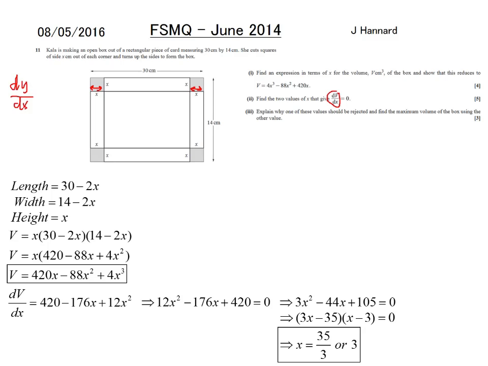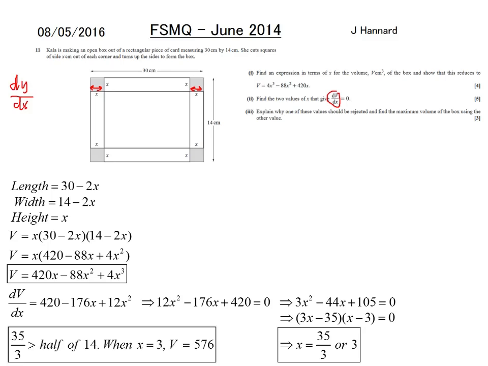And then explain why one of these values should be rejected and find the maximum value of the box using the other value. So, I didn't get this, but I looked on the mark scheme. 35 over 3 is greater than half of 14. So that's why you reject that value. And using the other value, when x equals 3, you stick it back through your volume equation here, and you end up with 576 once you've worked it out.